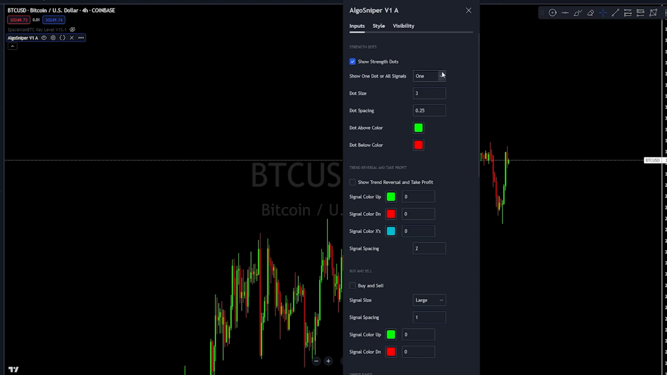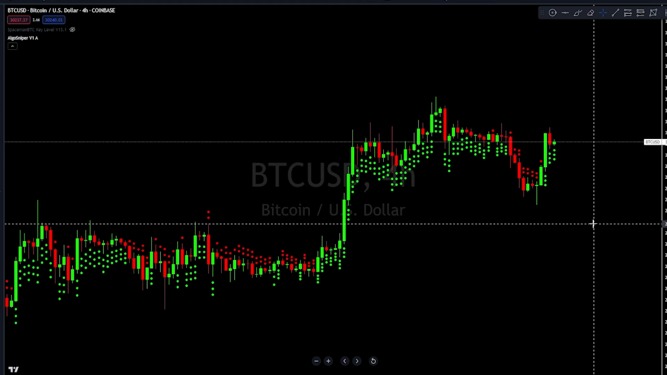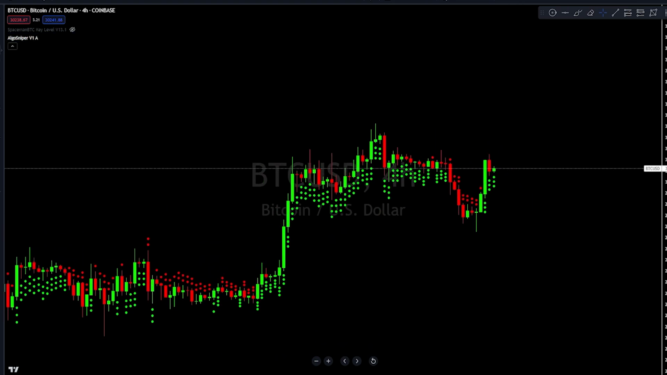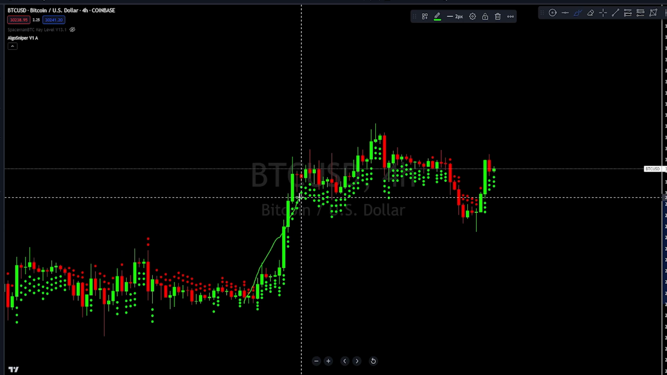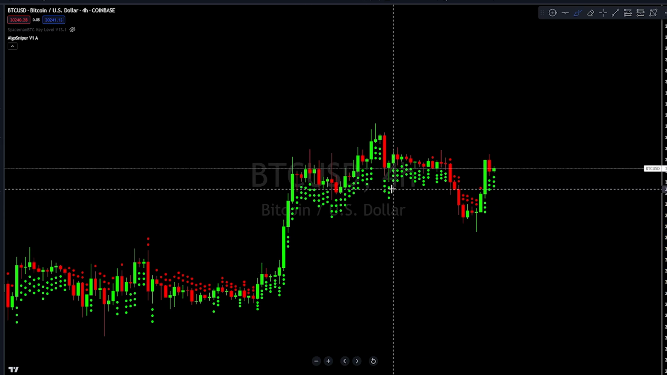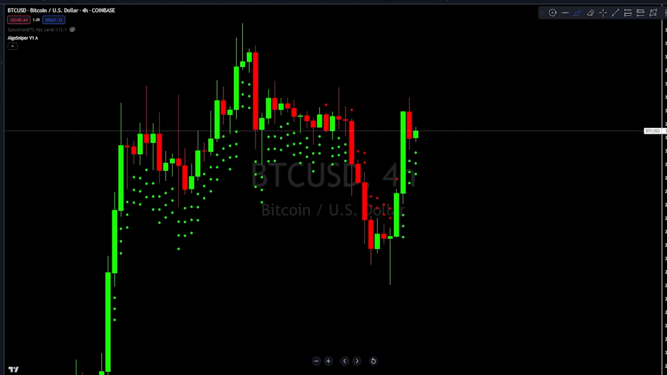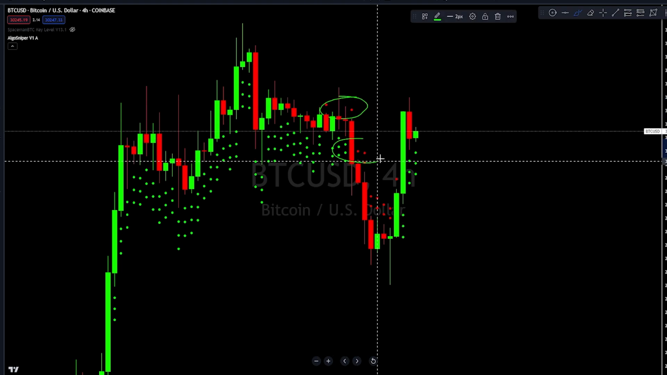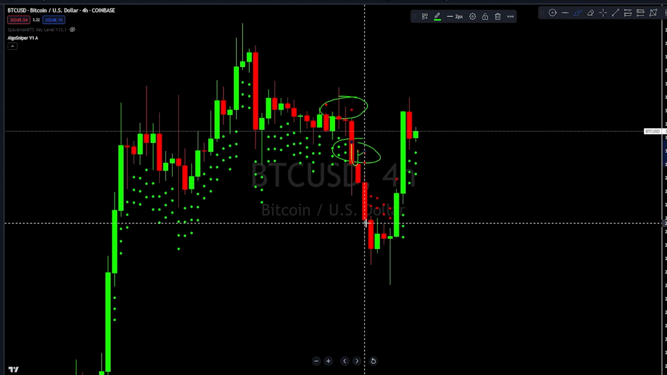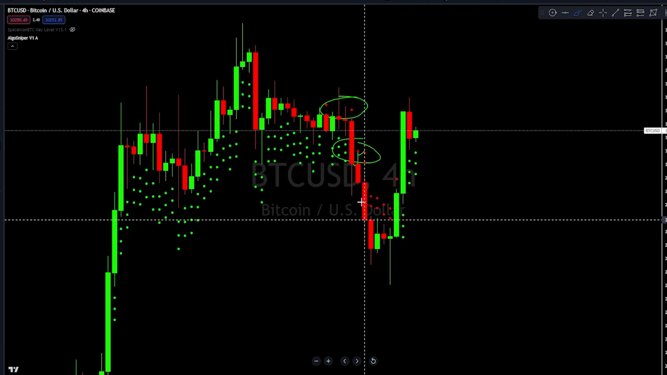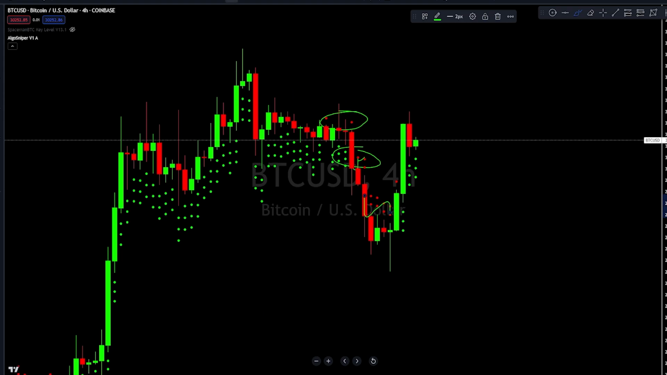So the first one we have is the strength dots. Here there's a setting where we can click all dots or just one dot. The default setting is one dot, but we're going to click all for this example. Whenever we see 3 green dots, that shows us the trend is strong. It's a bullish trend. When we begin to see 1 red dot after 3 green dots, we're beginning to see the trend weaken. When we see 3 red dots, it's becoming very weak. And eventually, once we get 3 red dots consistently, we're going to start a downtrend.